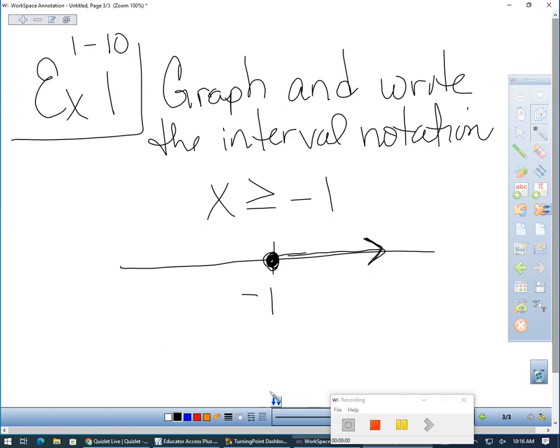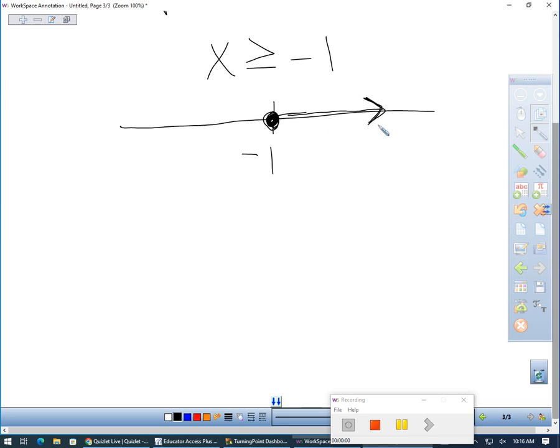All right. So on this one, once I've drawn my graph, now I have to do my interval notation. The first thing I come across is this closed dot. So what do I have? I have a bracket for the closed dot, a -1, because that's the number I'm at. And where does that arrow go? Infinity with a parenthesis.